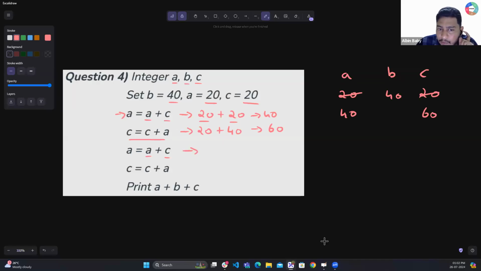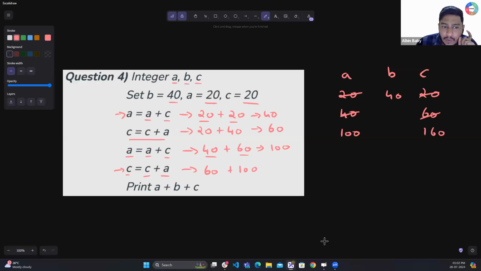A equals to A plus C. What is the value of A right now? The value of A is 40. What is the value of C right now? That is 60. So A equals to A plus C, that is 40 plus 60, that is 100. A will become 100. Now C equals to C plus A. C is 60 plus the value of A, which currently is 100. So C will become 60 plus 100, that is 160.